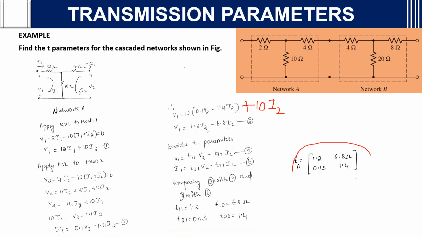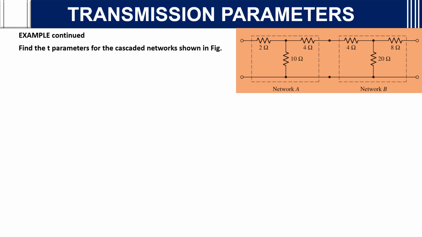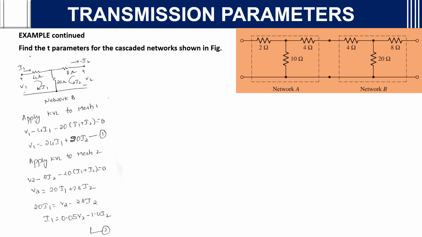Then the total TA you got is 1.2, 6.8, 0.1 and 1.4. The same way we will find TB. For network B, we write the mesh currents and the mesh equations. The first mesh equation is V1 is equal to 24 I1 plus 20 I2, and the second mesh equation is V2 is equal to 20 I1 plus 28 I2.